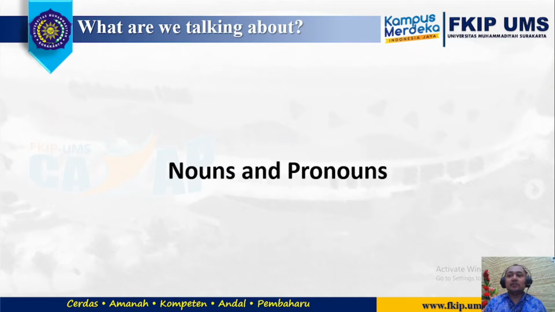Nouns can be Mr. Harry, a stone, a house. What is that? Apples, that's a noun, right? And when we are talking about pronouns, of course, it can be like he, she, it, they, them, etc. That's what we call nouns and pronouns.